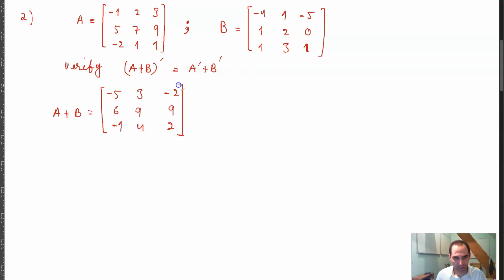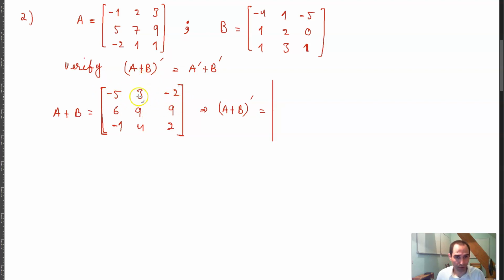And then what you have here is A plus B. Now in order to create the left hand side of this equation, I have to take the transpose of this, which means that (A plus B) whole transpose is the transpose of this matrix.